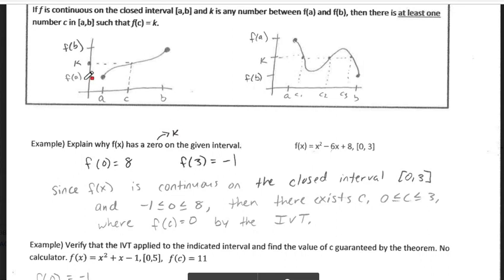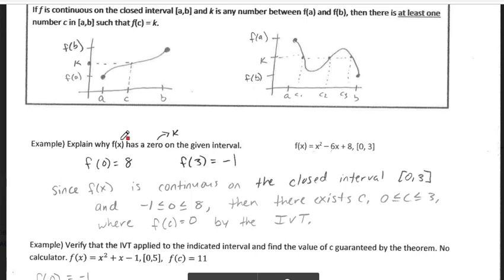So we need to find f of a and f of b. So we need to find f of 0 and f of 3. First of all, f of 0 is 8 and f of 3 is -1. So the idea here is that in order to get from 8 to -1, do we have to go through 0? And the answer to that is yes, because we start with a positive and we end with a negative. So we definitely have to go through 0 to get there.